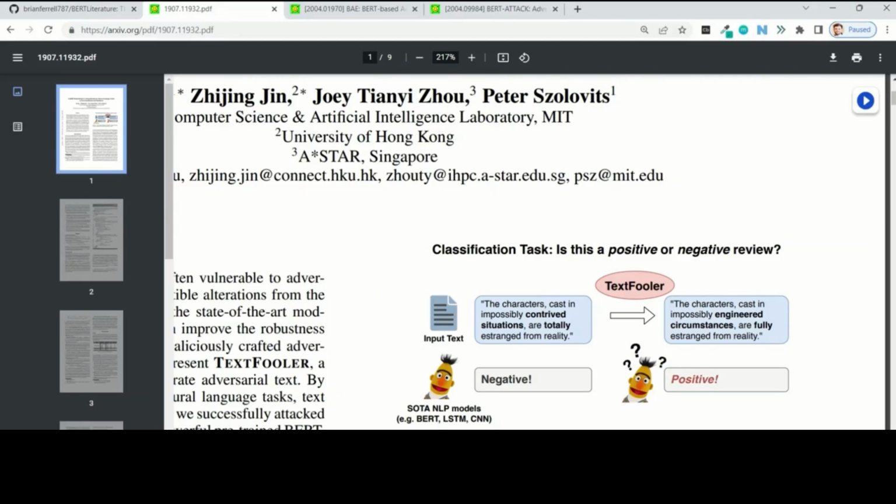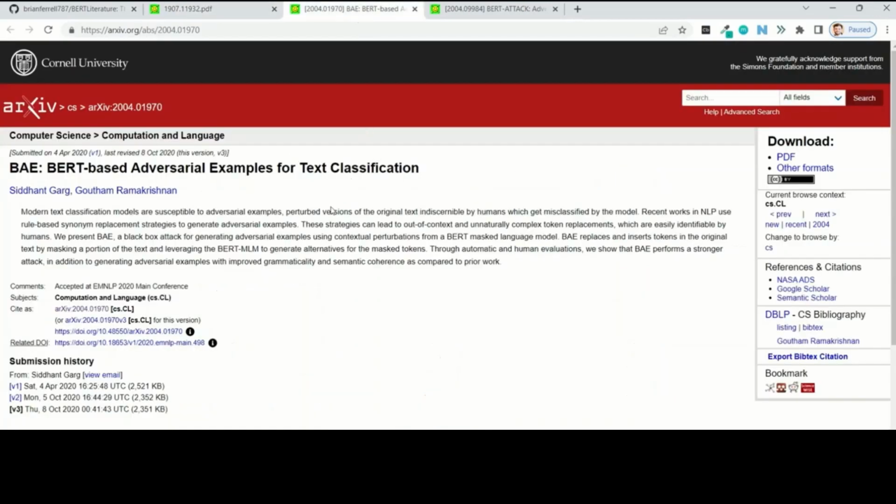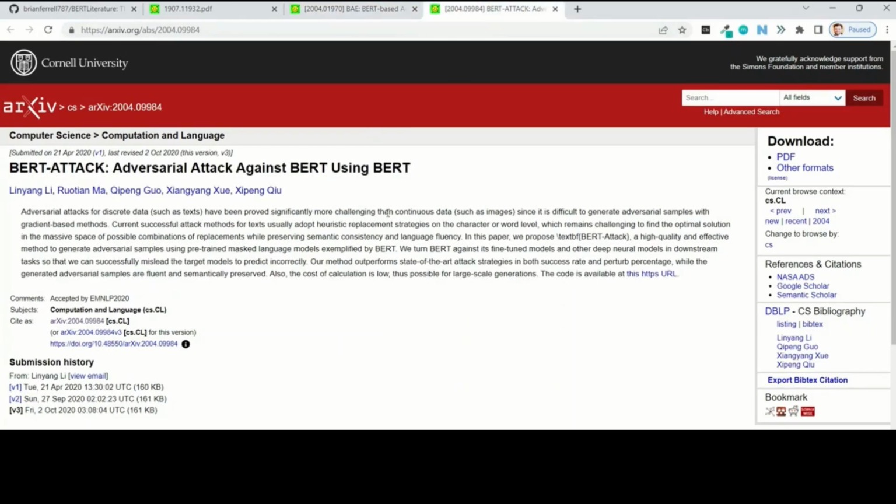So, two examples of algorithms that leverage the power of BERT to expose BERT would be this paper, which is BERT-based adversarial examples, and then BERT attack. And this paper titled BERT attack, adversarial attack against BERT using BERT. Creating adversarial examples is becoming very popular.